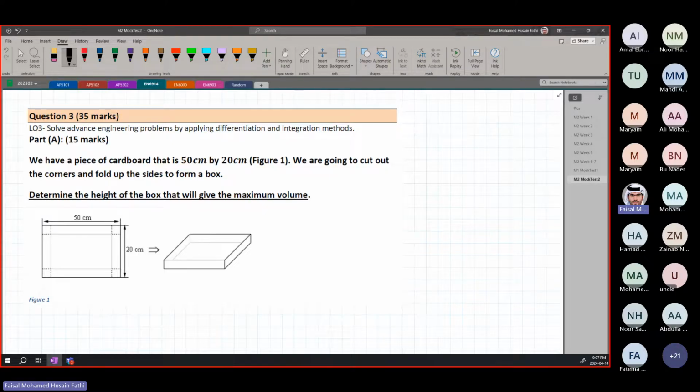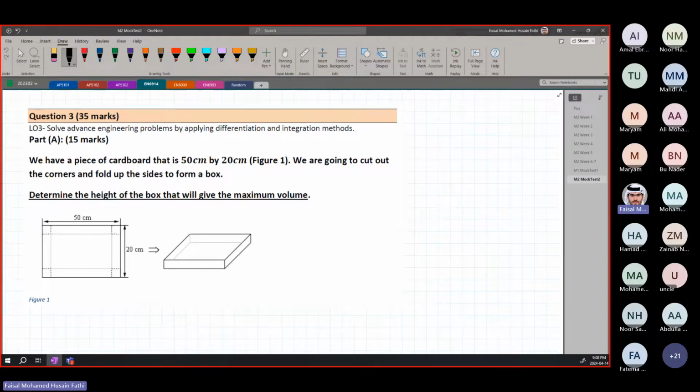For this to be a box, this cut has to be a square, or else it will not be a proper box. I mean, here it would be higher than here. So this cut over here, it has to be a square. Tamam. It has to be a square.